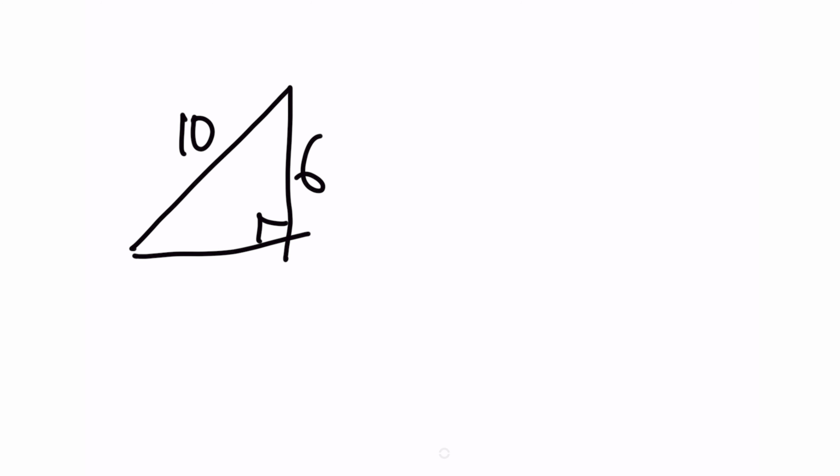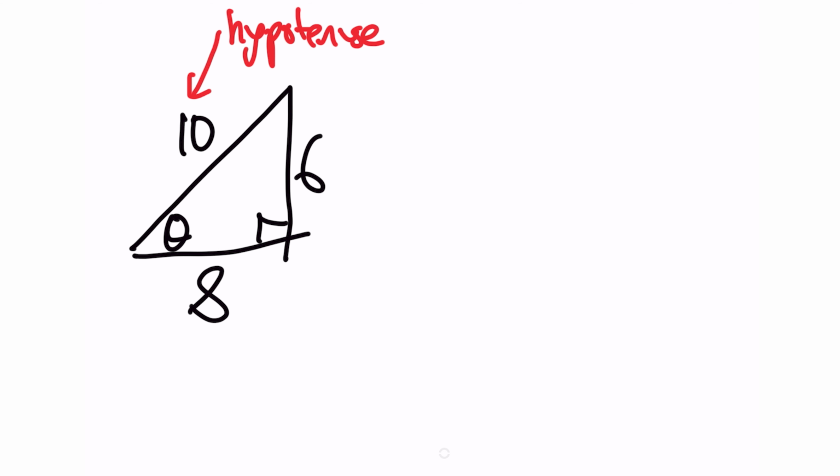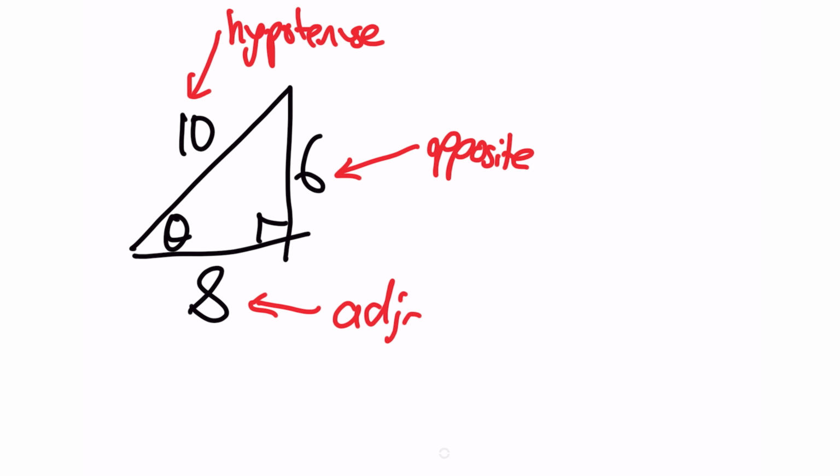Alright, let's start by trying to identify sine, cos, and tan on a triangle we know. Let's say we have the triangle 10, 6, and 8, with theta in the bottom left-hand corner. Well, the first thing we need to do is figure out what 10, 6, and 8 actually are in reference to our angle. So 10 is the longest side, so that is the hypotenuse. The 6, well, that's opposite our angle, so it's opposite. And the 8 is adjacent. So it is adjacent to our angle, but not the hypotenuse.